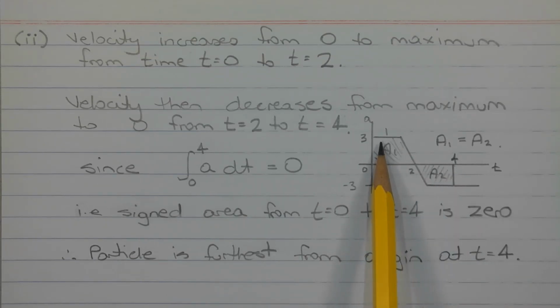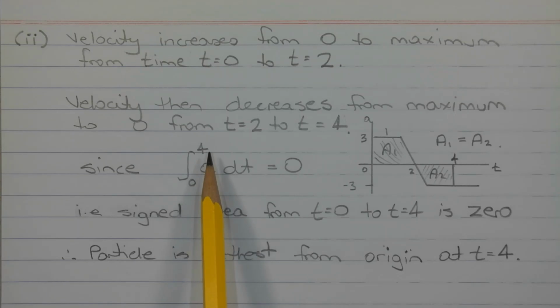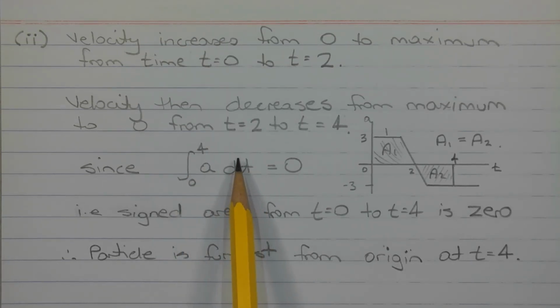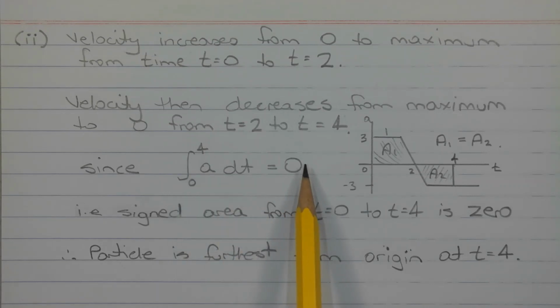So this is positive area, this is negative area. So the definite integral of the acceleration curve with respect to time from t equals 0 to t equals 4 is equal to 0. And I've written that here in words. The signed area from t equals 0 to t equals 4 is 0. Therefore, the particle is furthest from the origin at time t equals 4.